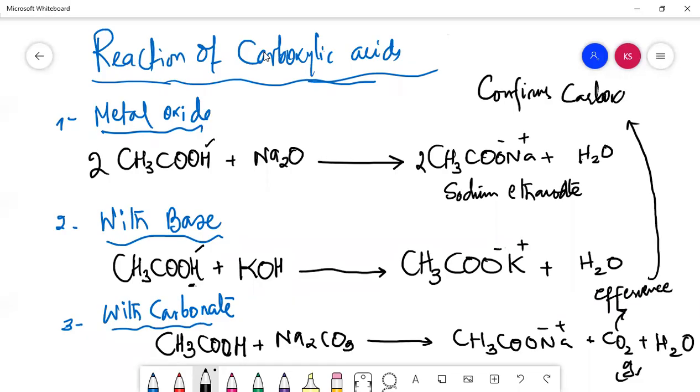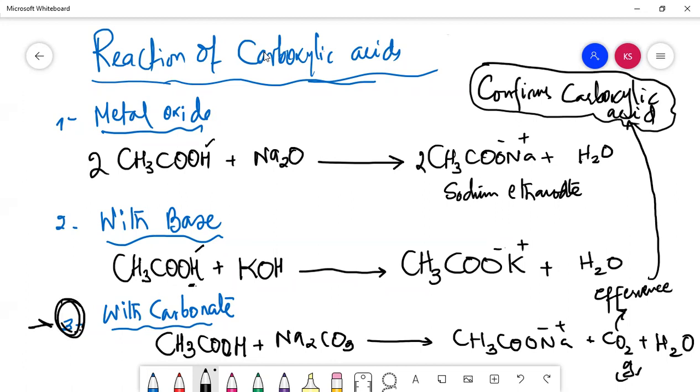In fact, no other organic compound reacts with carbonates. तो अगर आपसे पूछा जाए कि how do you confirm presence of carboxylic acid in a compound, then this is the reaction that is with the carbonate salt. And how do we know it's carboxylic acid? This gas formed, effervescence, that confirms presence of carboxylic acid functional group.